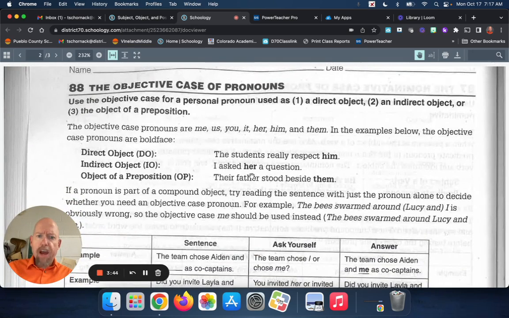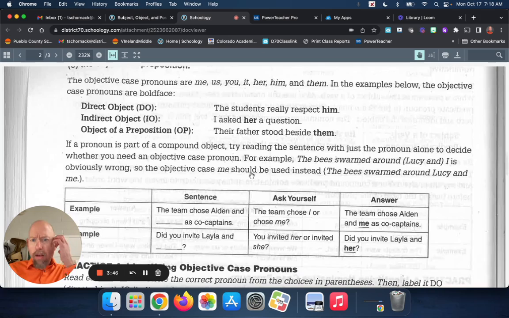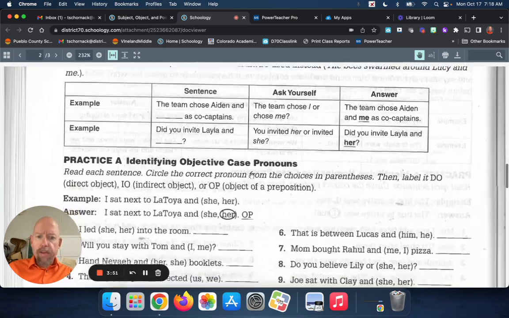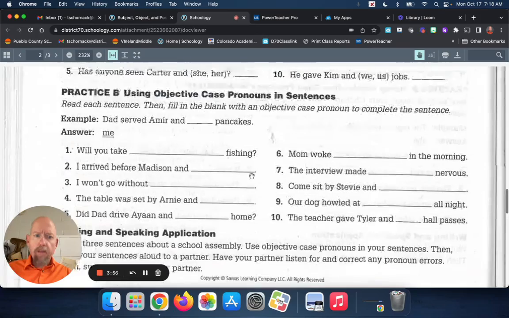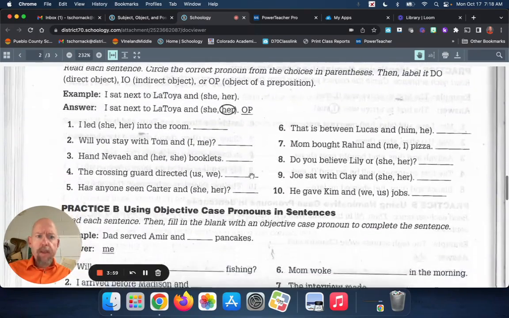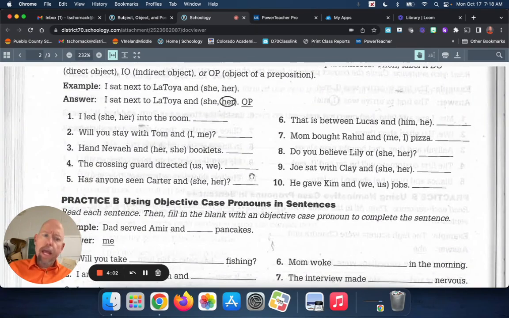Then we're going to talk about the objective case. The objective is words that act as the object of the sentence. So we're going to do 1 through 10 on part A, and then we'll do 1 through 5 on part B. I would take out the ones, I would use both she and her and see which one works best. Like, I led she into the room, or I led her into the room. Well, we know her is more the objective case, so just put the word her. You guys can do 1 through 10 on this.